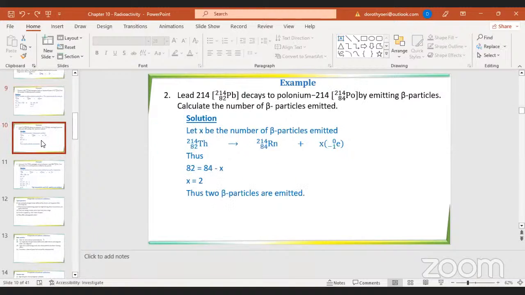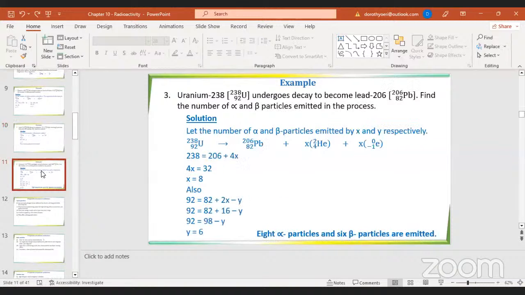That's another example of lead-214, which decays to polonium-214 by emitting a beta particle. So you're determining the number of beta particles that have been emitted. Calculate the number of beta particles emitted. It is also worked. So that's another example. And as I've said, with the examples, please compare with the ones in your textbook. There are good examples there.